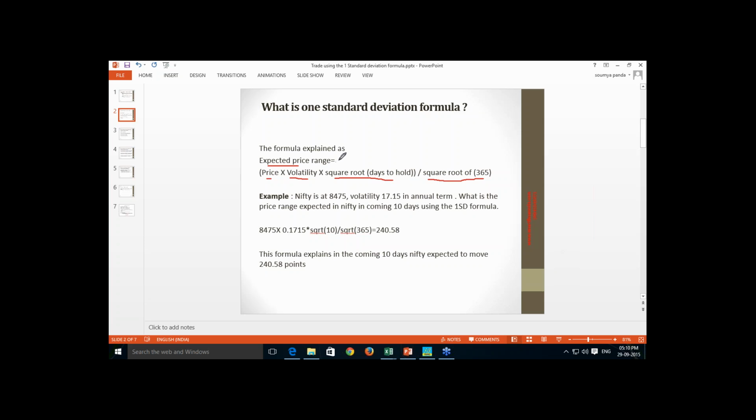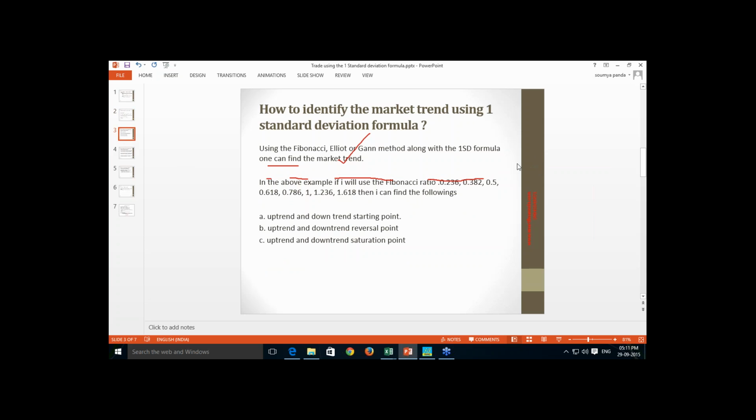Once you find out the expected price range, what does it say? It says how much oscillation Nifty will give today, or how many points Nifty will move this week. That parameter is very important. Once we have this parameter, all our future analysis will be easy. For analyzing a trend or a trade entry, what do we require? We need an uptrend and a downtrend starting point from where the trend is going to start.